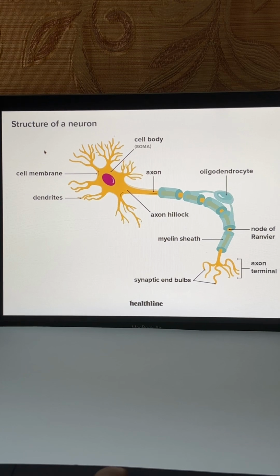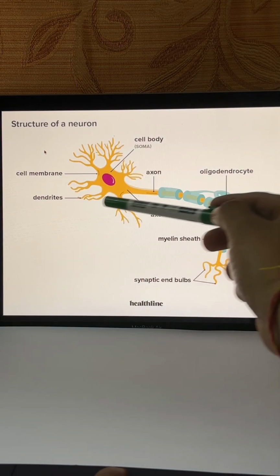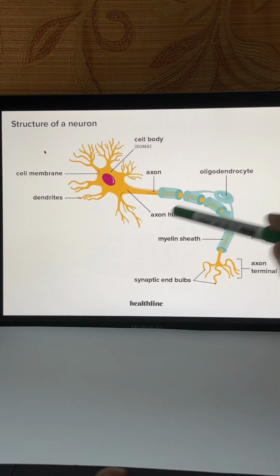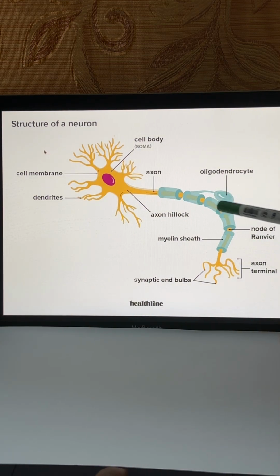So before starting the lecture, let's see this structure once. This is a structure of a neuron. This is the cell body, and you can see this is the cell membrane, and this outward coming part is dendrites, and this is the axon. Over the axon we have this myelin sheath, this blue, and this yellow is the axon. In between you can see the gap. This gap is the nodes of Ranvier.